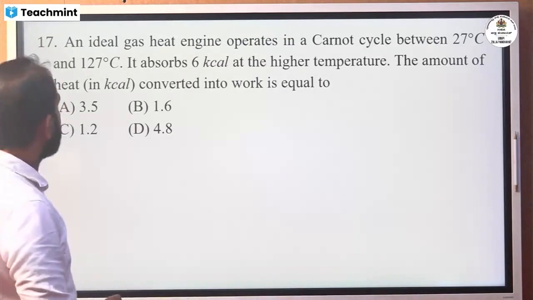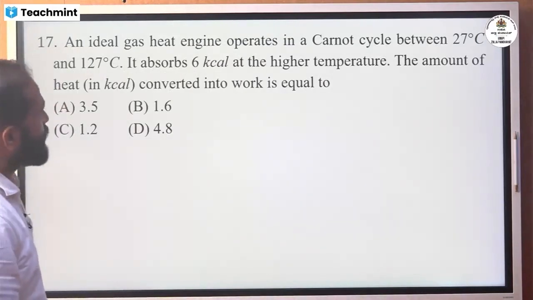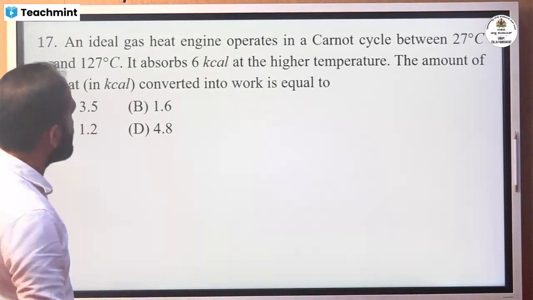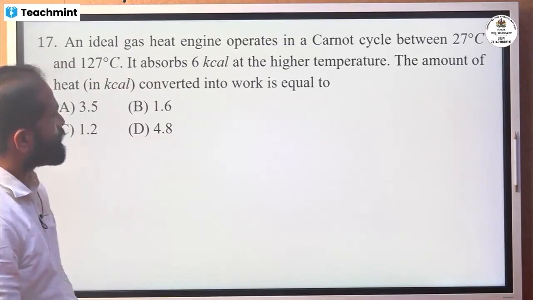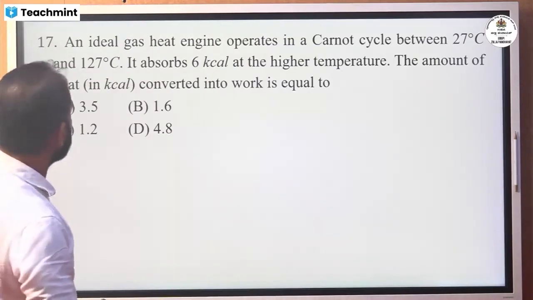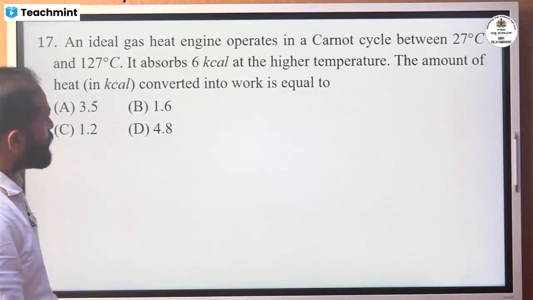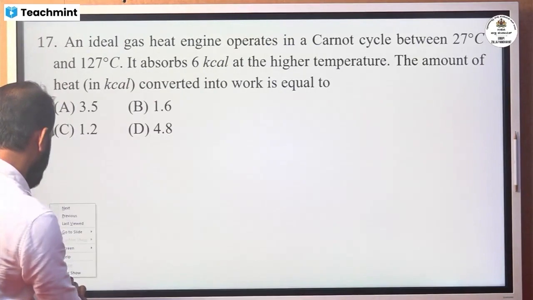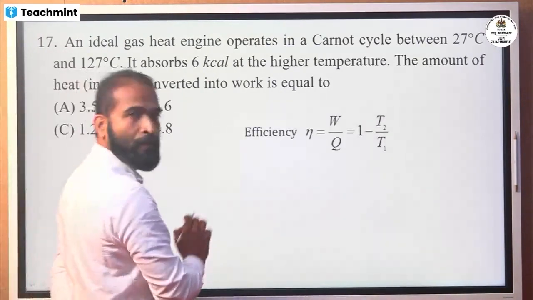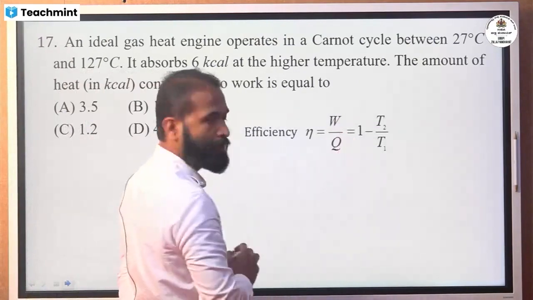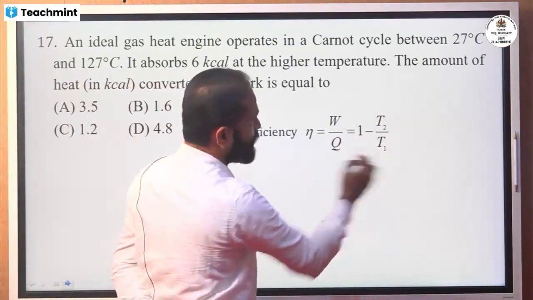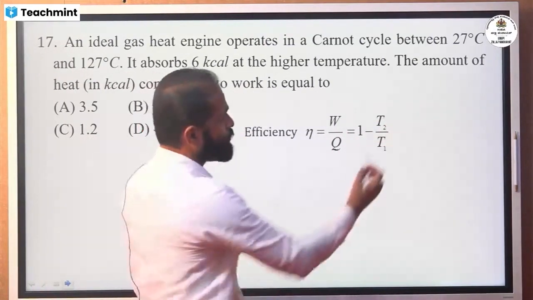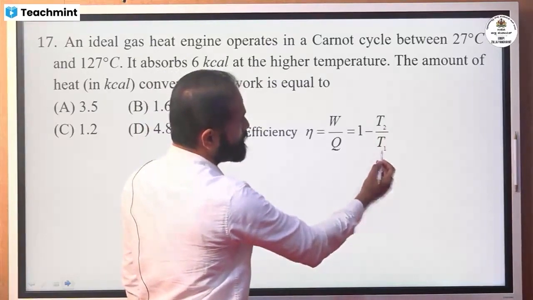Question 17. An ideal gas heat engine operates in a Carnot cycle between 27 degrees Celsius and 127 degrees Celsius. It absorbs 6 kilocalorie at the highest temperature. The amount of heat converted into work is equal to. So let's use the equation of efficiency. The efficiency of any engine, Carnot engine, is given as work done divided by heat absorbed. That is also equal to 1 minus T2 by T1, where T2 is the temperature of the sink and T1 is the temperature of the source. T2 is always the lower temperature, T1 is always the higher temperature.